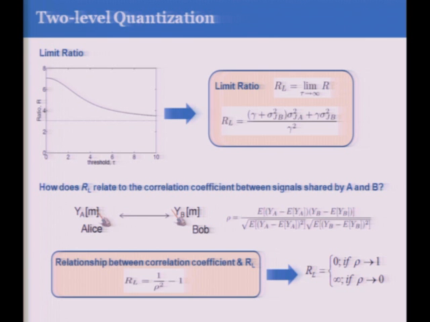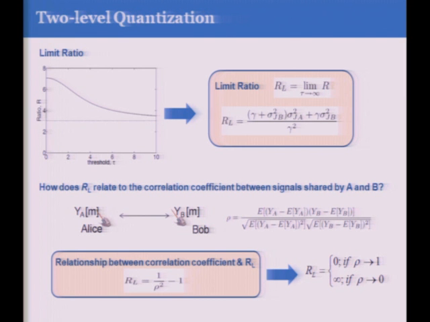Also, one other interesting result that you can pull out of this is how this limiting value, which is RL, compares with the correlation between the signals that A and B have received. So I'm going to define the correlation coefficient, which is the standard correlation coefficient between the received symbols of Alice and Bob, Y and YB. And you can show that this RL takes this form. It's just the inverse of rho square minus 1.